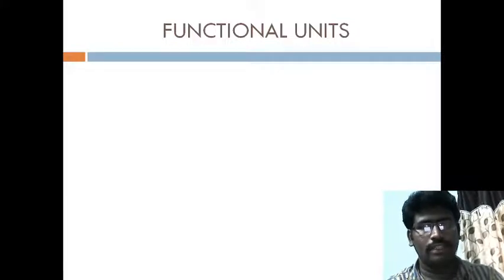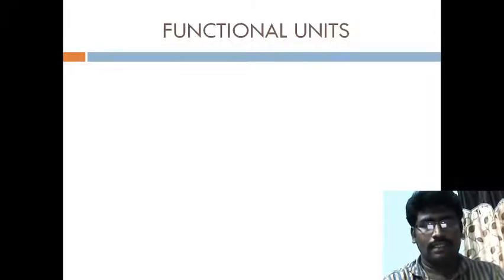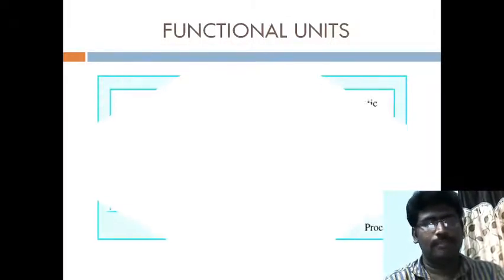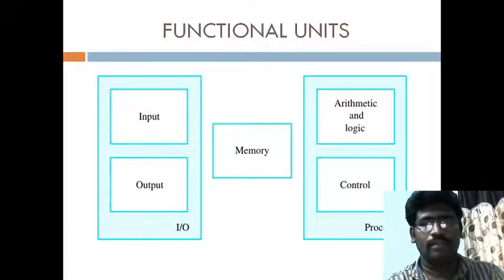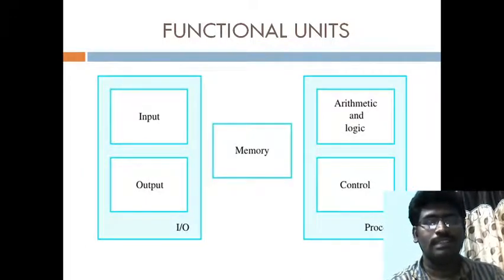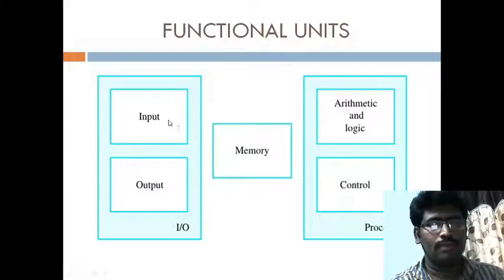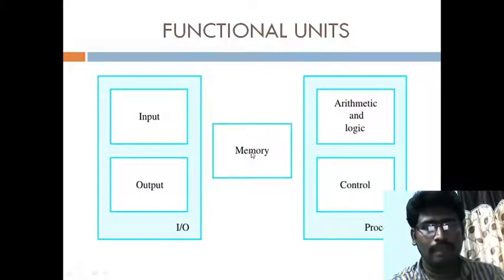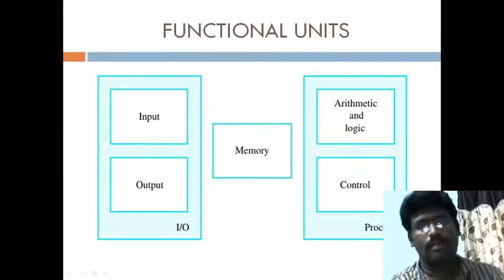In this video lecture, we are going to discuss the functional units of a computer. So we have basically 5 functional units. We will see the diagram related to the functional units. So these are the functional units of a computer. One is the input unit, output unit, memory unit, arithmetic and logic unit. Last one is the control unit.